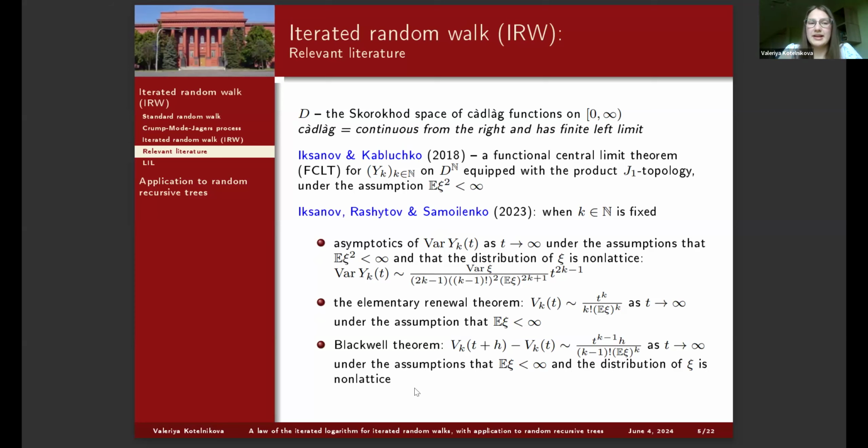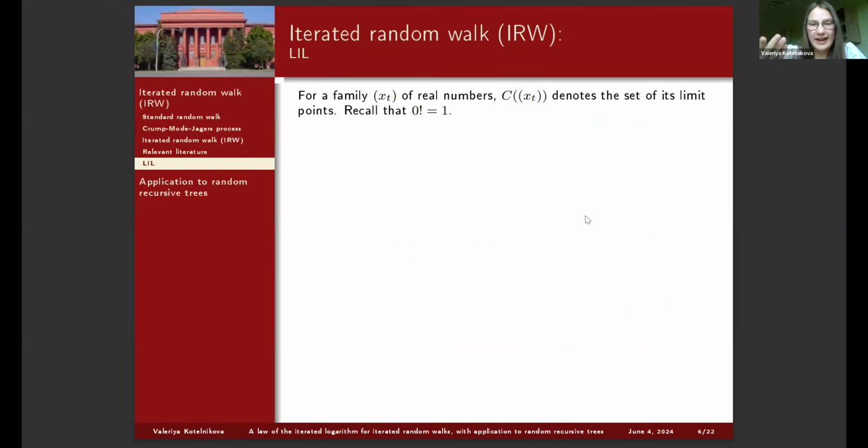And of course, those are not all of the results proved for iterated random walks. In particular, there are a lot of results proved when generation k is not fixed, but dependent on time t. However, we do not mention those results because our law of iterated logarithm is for fixed generation k. And before stating it, let's establish that by 0 factorial we mean 1, and for a family of real numbers xt, C stands for the set of its limit points.